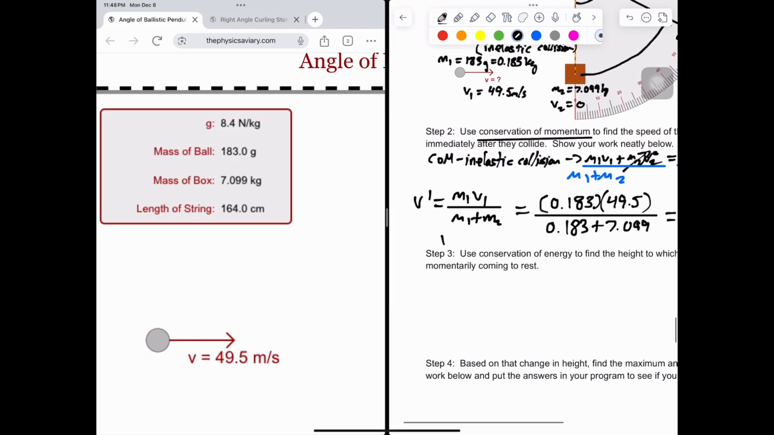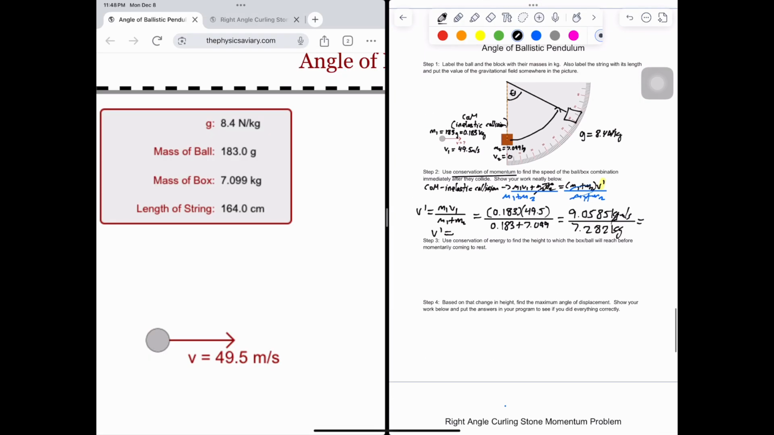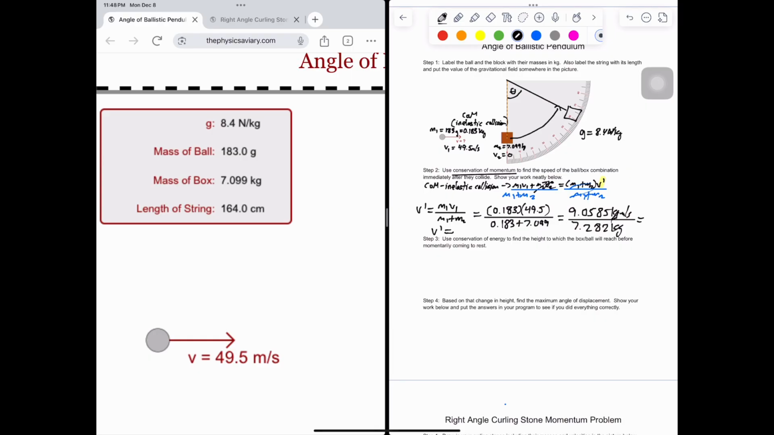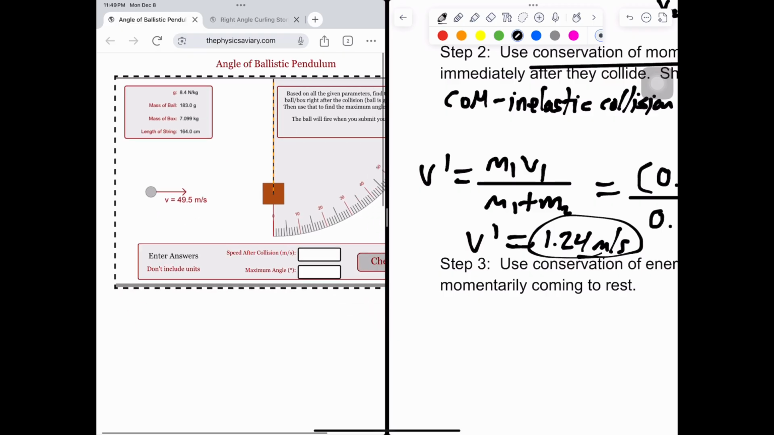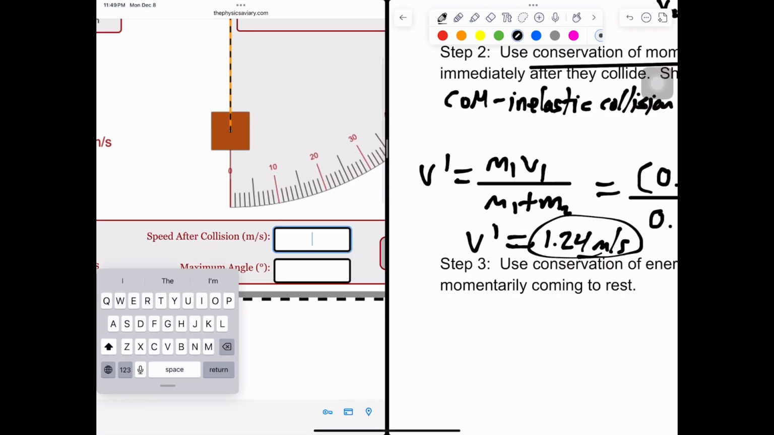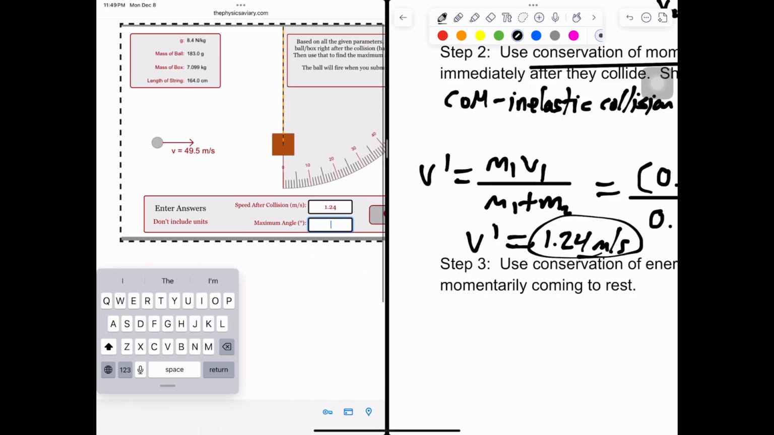Okay, V prime. Let me go ahead and divide those two. 9.0585 divided by 7.282. I'm looking at a very slow velocity of about 1.24 meters per second. That's going to be my velocity, the speed after collision. So 1.24.